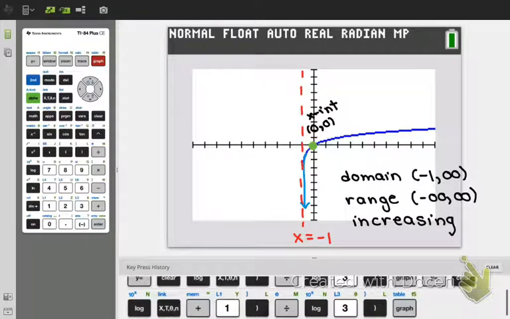Okay, let's see what happens now if we switch this to log base 1/3 of x. What do you think's going to happen? Make a hypothesis, make a guess.